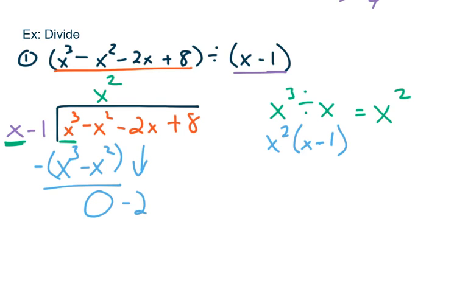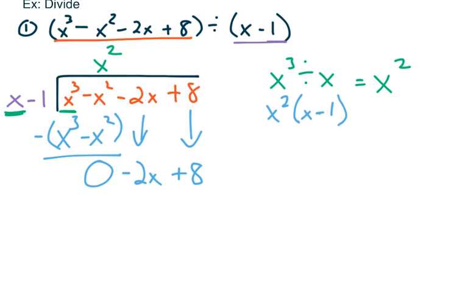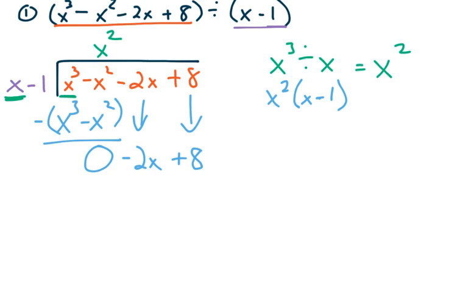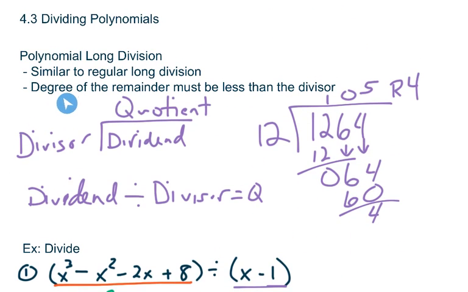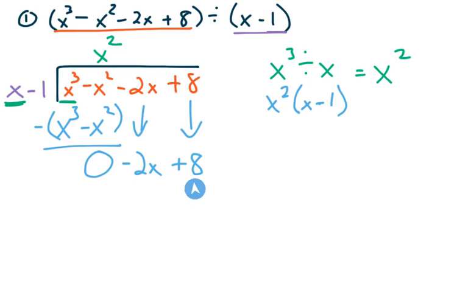Bring down the next term, minus 2x. If you want to, you can bring down the plus 8 as well. Okay, so now here is our new dividend. Now, I didn't talk about this, but the degree of the remainder must be less than the degree of the divisor. The degree of what was left after subtracting is 1. Our highest exponent is 1. The degree of our divisor is also 1. That is not less. They are the same. This has to be less than this in order for us to be done. Also, how I remember it, if there's still space up here, we can keep going. I'll show you what that looks like in just a second.